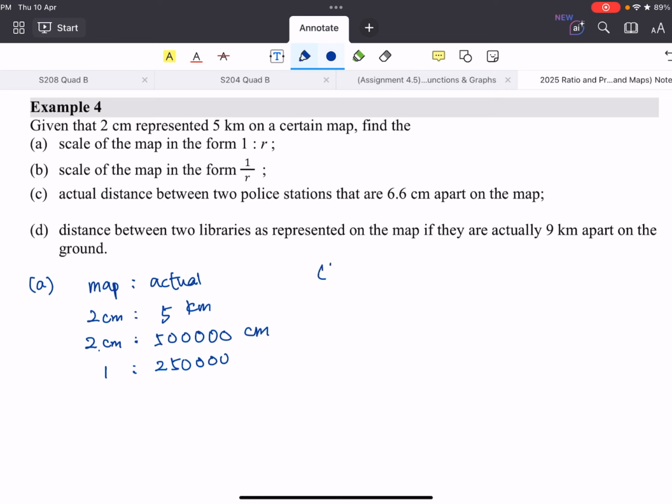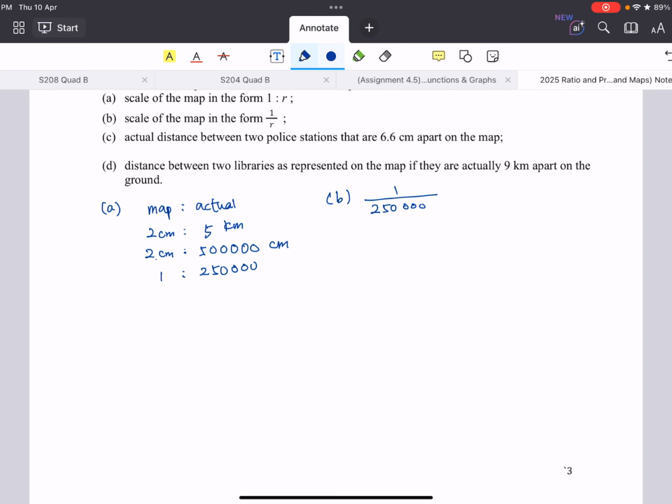Now part B, we want to write it in the form of a fraction. So it is 1 over 250,000. Now part C, they say that the actual distance between two police stations are 6.6 centimeters on the map. Find the actual distance. So part C, what we can do is we have a map to actual, right?